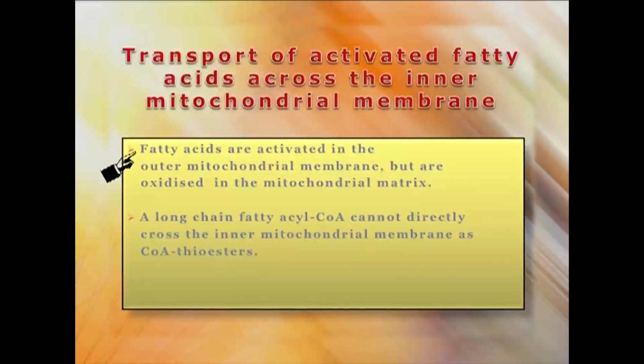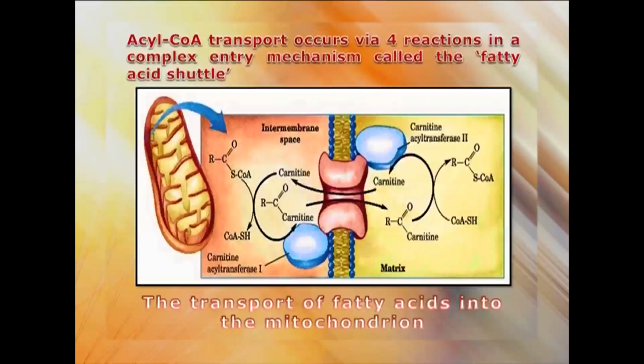Now, after the fatty acids are activated, they have to be transported, because activation takes place in the outer mitochondrial membrane and the actual oxidation of the fatty acid at the beta carbon takes place in the mitochondrial matrix. So, the fatty acid has to be transported from the outer mitochondrial membrane across the inner mitochondrial membrane to the mitochondrial matrix. This needs the help of a shuttle system that can be shown in this particular slide.